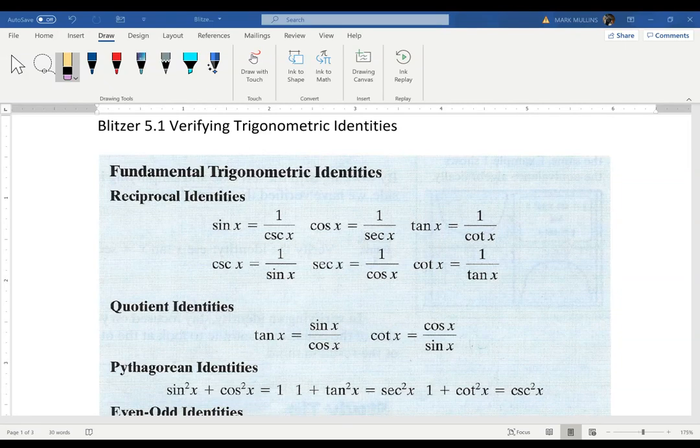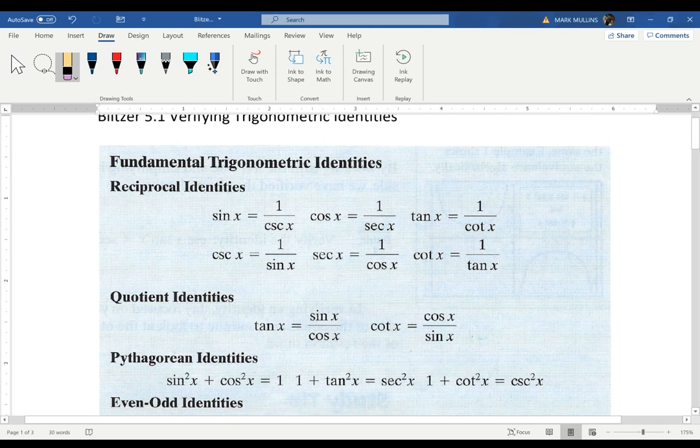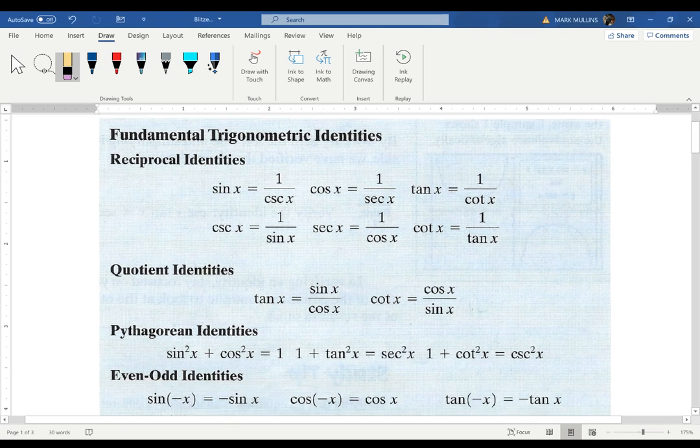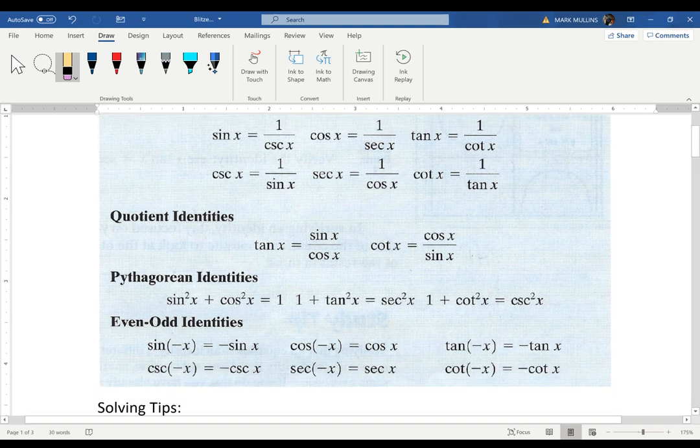Good morning, class. This is Blitzer 5.1, verifying trigonometric identities. So we start out with the fundamental trig identities that we're going to be using in this section, reciprocal identities. Hopefully these look kind of familiar. Sine is 1 over cosecant. Tangent of an angle is 1 over cotangent of an angle. So all of those are reciprocal identities.